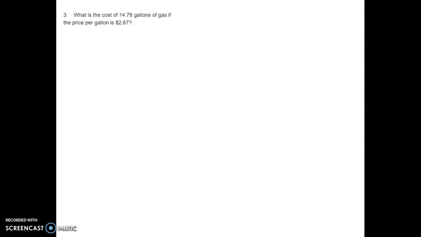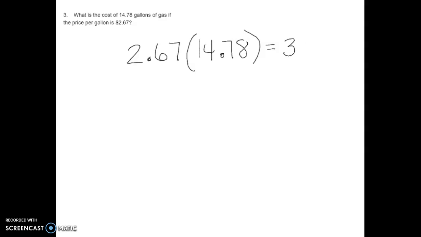What is the cost of 14.78 gallons of gas if the price per gallon is $2.67? Okay, so I have that it is $2.67 per gallon. So I want to know how much for 14.78 gallons. I could sit here and add 2.67 multiple times, but then I still have that 0.78 that I would have to deal with. So the best way is going to be to just multiply. So 2.67 times 14.78 is going to be 39.4626.